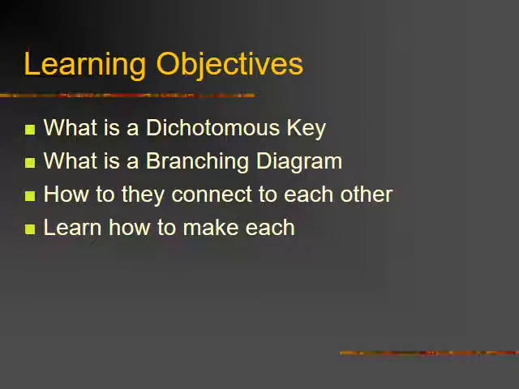Today we're going to be wrapping up our series on classification by learning about these things known as dichotomous keys and branching diagrams and how they are connected to each other. So we're actually going to be learning how to make both of these in relation to the other.